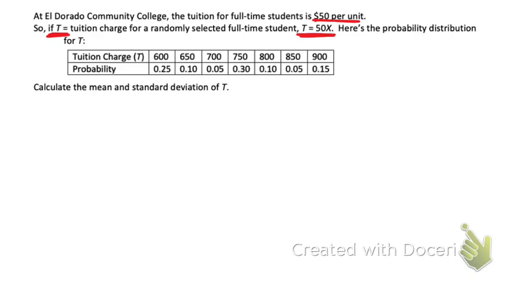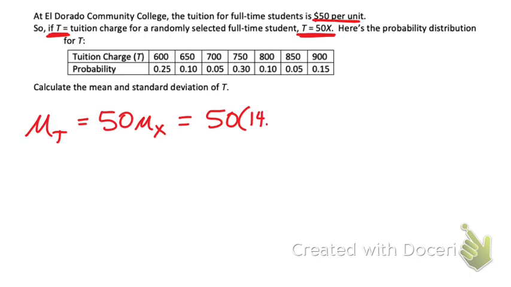So we need to get the mean and standard deviation of T. What is the mean of T? Well, all I have to do is multiply 50 times the mean of X. 50 times 14.65 is $732.50. That is how much money a student will pay on average for tuition.